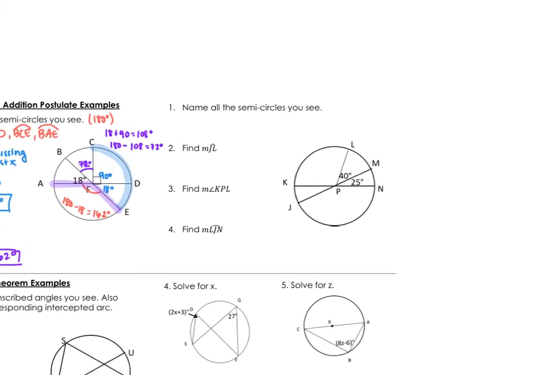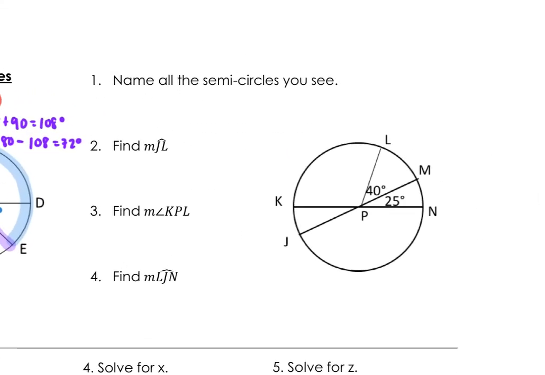Okay, let's look at another example here. So using this diagram, again, it's helpful to identify the semicircles. You only need to do this if it asks you to, but I do think it's helpful. So look for diameters when looking for semicircles. So here's the first diameter. So one semicircle I see is KLN.